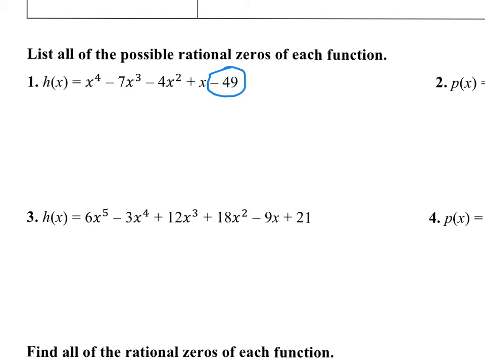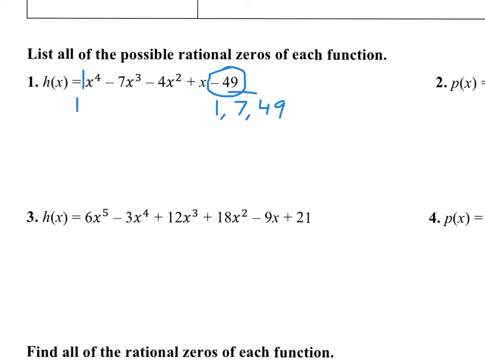The factors of 49 are 1, 7, and 49. The only ways to make 49 are 1 times 49 and 7 times 7. So the factors of 49 are 1, 7, and 49. Then you go to the leading coefficient. So the leading coefficient is an invisible 1. So the only factor of 1 is 1.